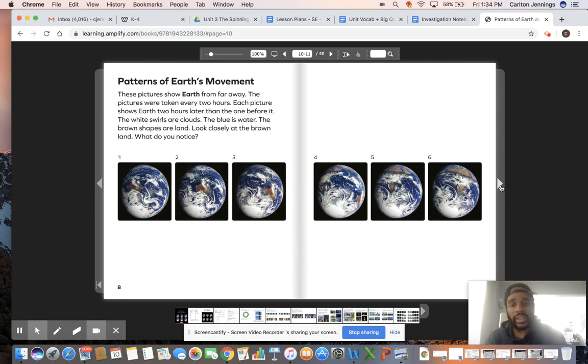What do you notice? I want you to look at that brown land on this Earth, and tell me, what do you notice? Tell someone close to you, get ready, go.